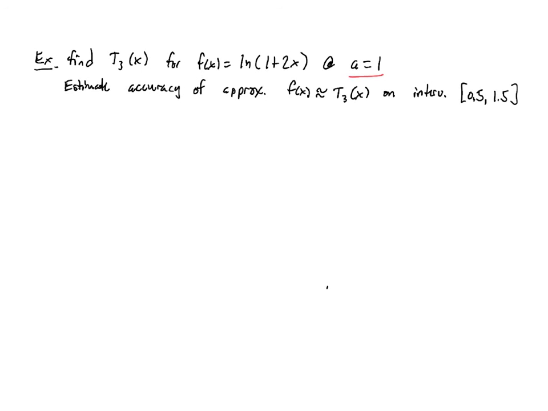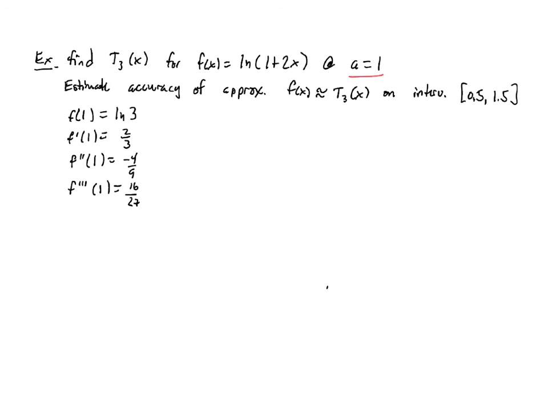So in order to find the Taylor polynomial, I need to take some derivatives. Let me spare you the gory details about this. f of 1 is just going to be ln of 3. f prime of 1 is going to be 2/3. f double prime of 1 is going to be negative 4/9, and f triple prime of 1 is 16/27.